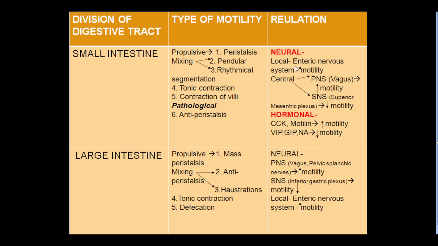So the enteric nervous system increases the motility in both small and large. Then for the central, we have parasympathetic and sympathetic. Parasympathetic vagus increases motility, sympathetic decreases motility. Now, for the humoral control, here you have a few hormones which will either increase motility or decrease.